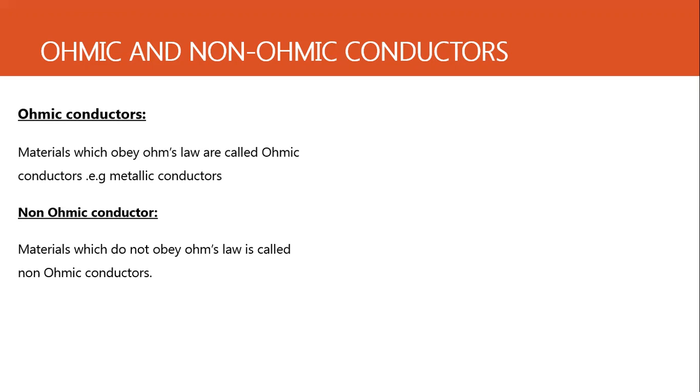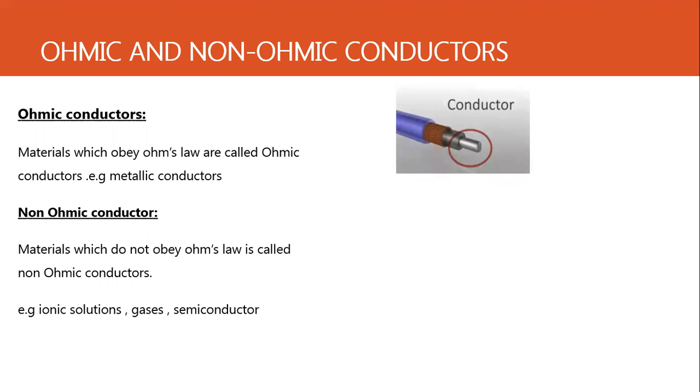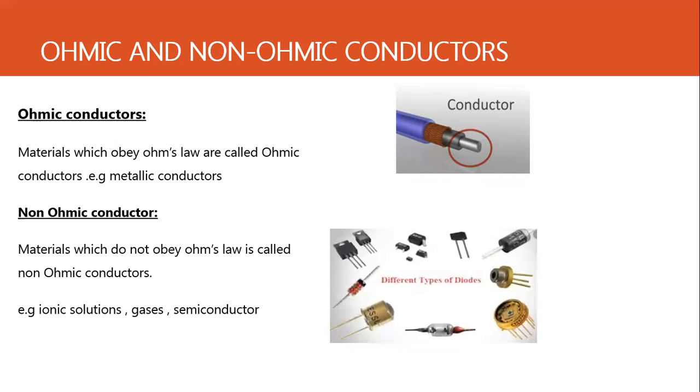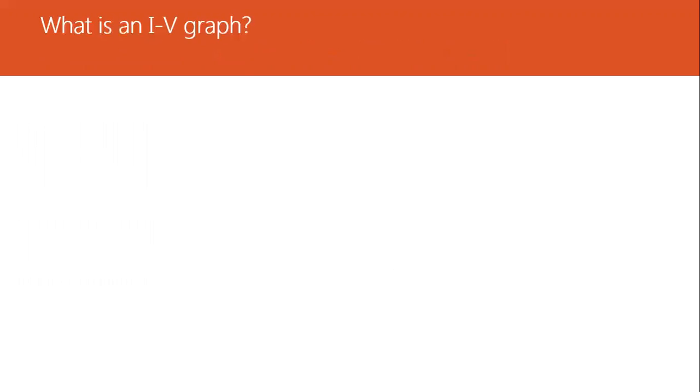Obey Ohm's law means V is directly proportional to I, and do not obey Ohm's law means V is not directly proportional to I. For example, ionic solutions, gases and semiconductors are non-ohmic conductors. You see the example of the conductor, this cable wire, and non-ohmic conductors, different types of diodes. These are the examples of non-ohmic conductors.